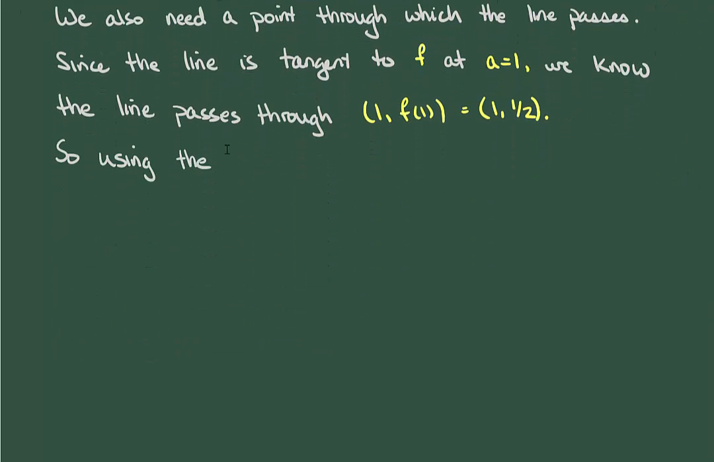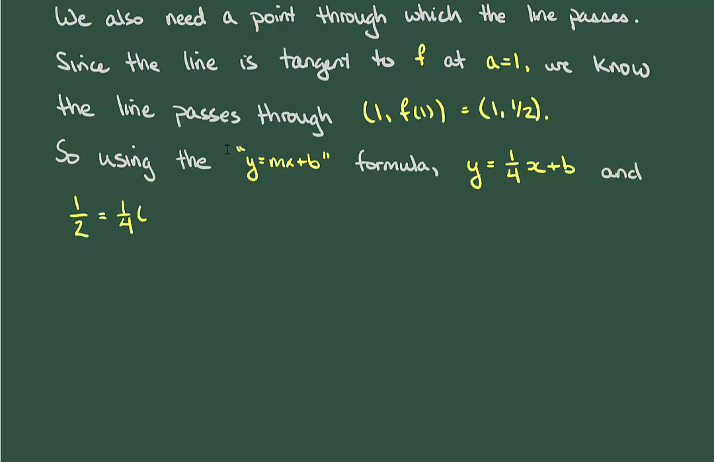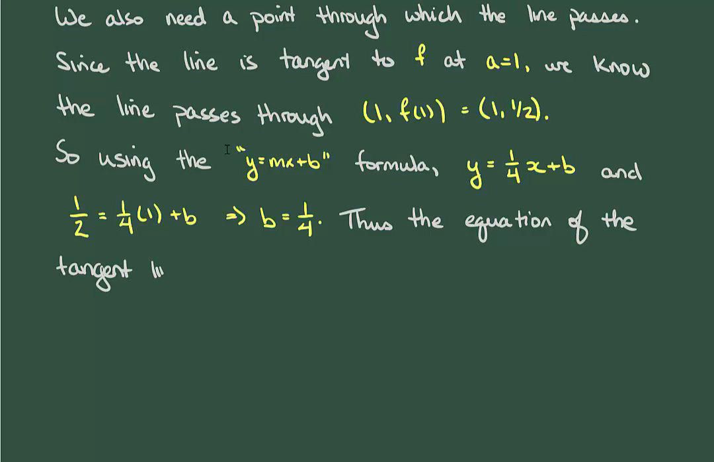Alright, let's use the y equals mx plus b formula to sort this out. Let's plug in x equals 1 and y equals 1/2 into this formula and solve for b, from which we get that b is 1/4. Hence, the equation of the tangent line to f at 1 is y equals 1/4 x plus 1/4.